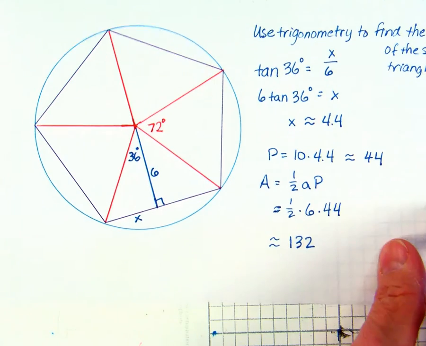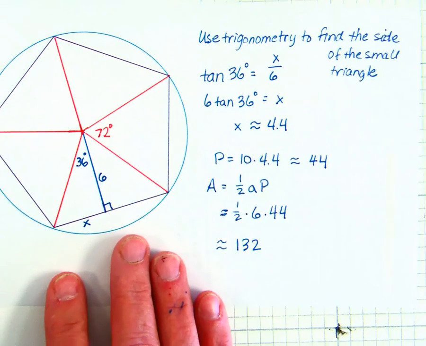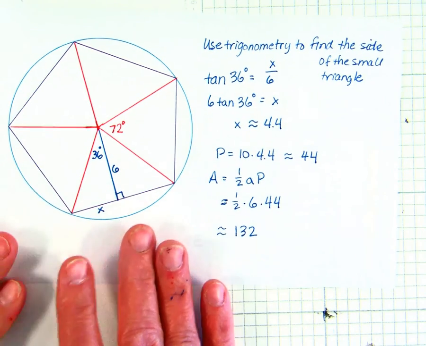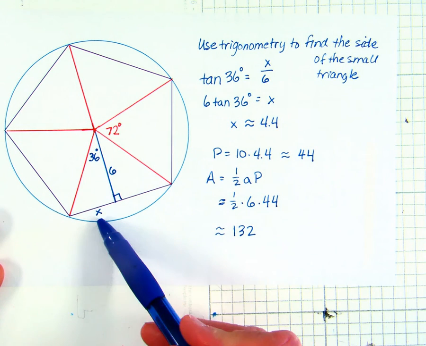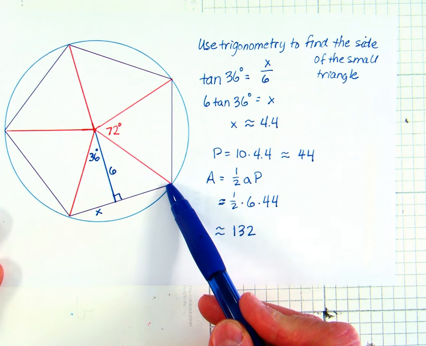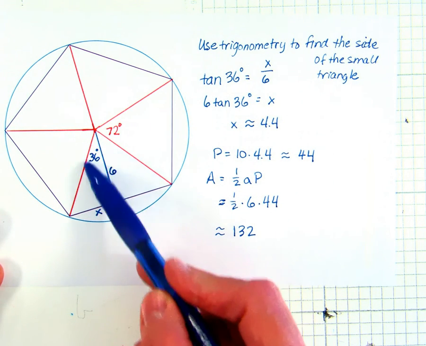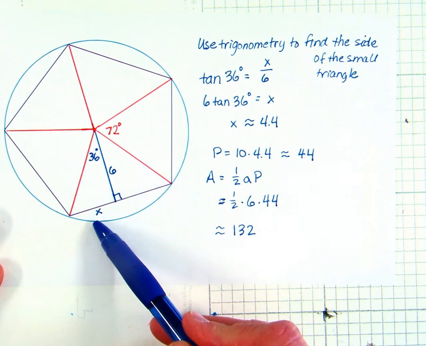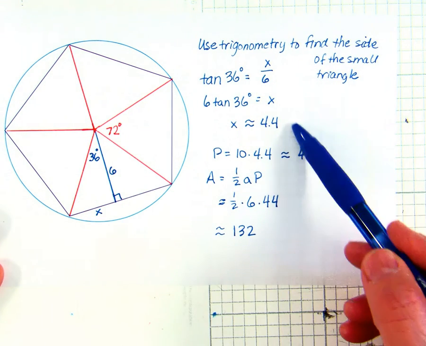Okay, here's what you should have gotten for the pentagon. We're going to have to use trigonometry because we don't have any special right triangles to help us out with a shortcut. The side that we need is the portion of the side length of the regular pentagon. So that's what we need. We know 6. We know this angle, so opposite is x, adjacent to it is 6. That's tangent. So we go ahead and work it as tangent.